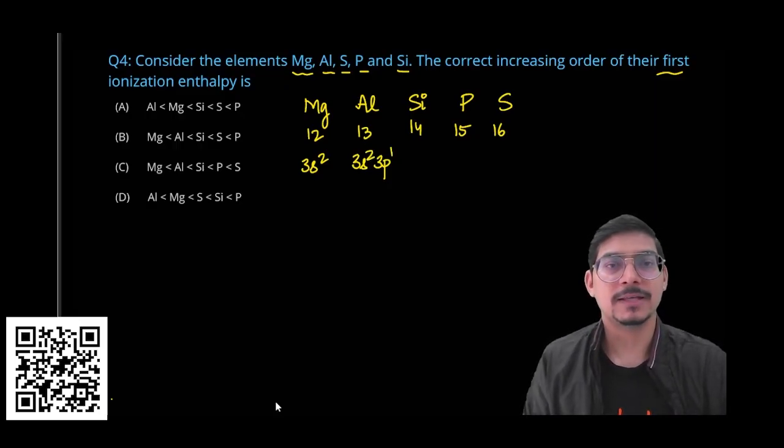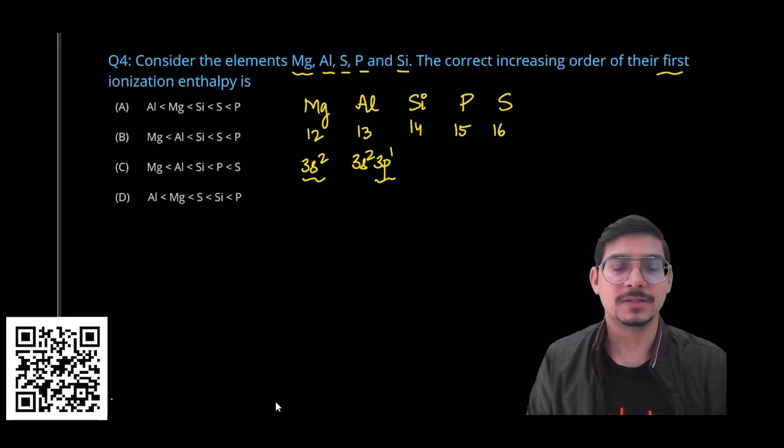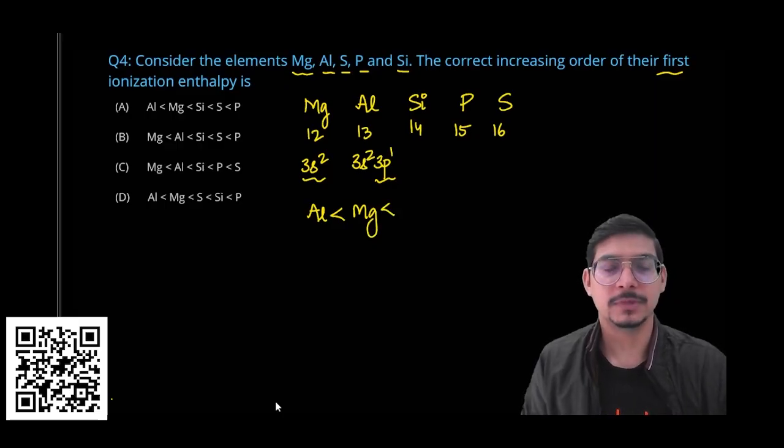Because the s orbital is completely filled and is closer to the nucleus compared to the 3p orbital, it is more difficult to remove an electron from magnesium compared to aluminum, which means that aluminum should have lower ionization enthalpy compared to magnesium. As we move from aluminum to silicon, the order is normal. So after that we have silicon.